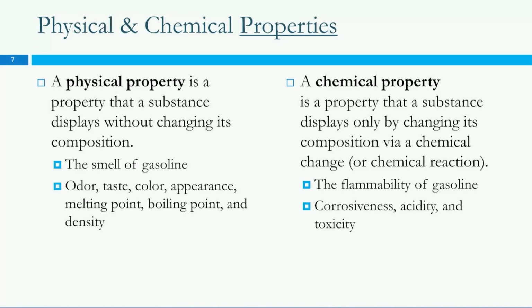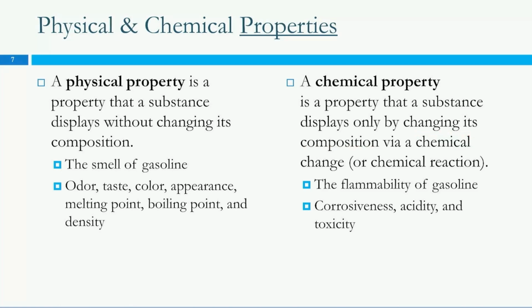So physical properties can be exhibited as physical changes. That's like melting point, boiling point. Chemical properties, you can only figure out the chemical properties of something by reacting it with something else. It's a property that a substance displays only by changing its composition, meaning it has to undergo some sort of chemical reaction for it to be a chemical property.